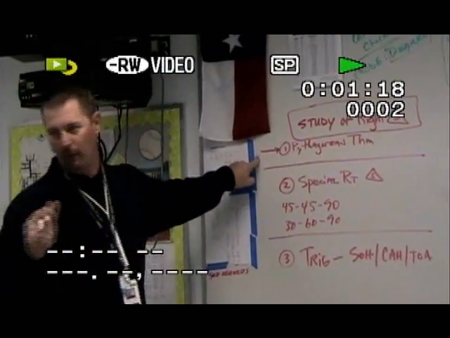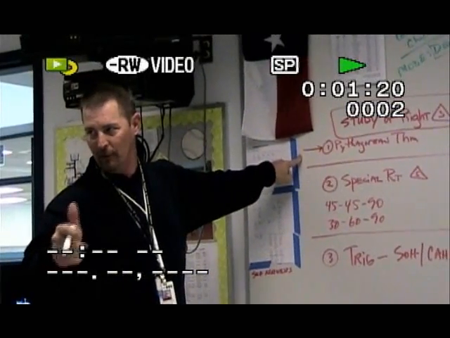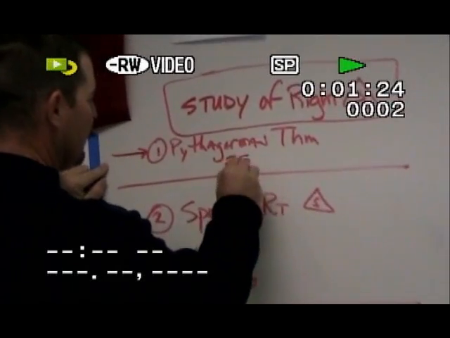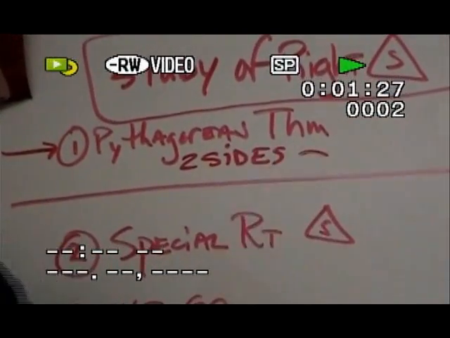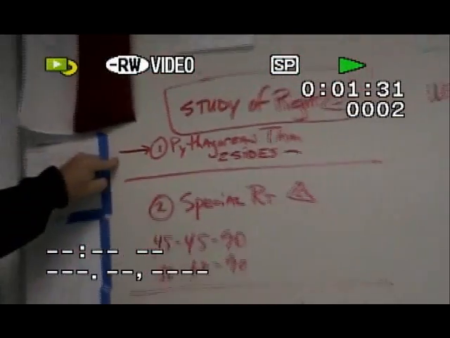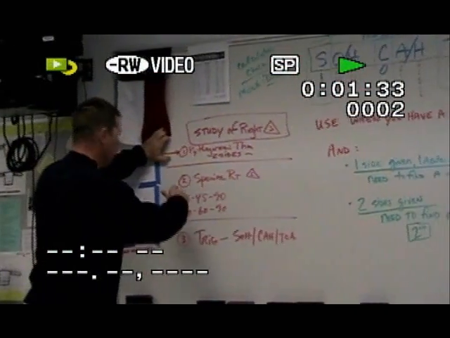Pythagorean theorem, number one. That's the number one thing we try to teach you about right triangles. First thing we do, you will have two sides, and you will need to find a third side. And you know how to solve that, I believe, right? And so we've worked on that. You know that one. That's pretty easy.